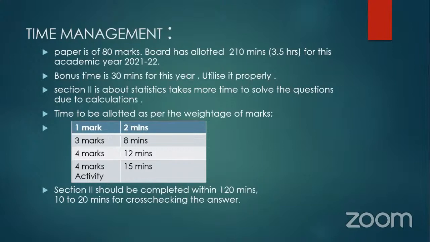Okay, so at least 10 to 20 minutes should be there in your hand at the end to cross check the answers. Now, in between, we told you that whenever you are not confident about the question, leave some space, move ahead. In objective also, we told if you're not sure about the particular option number, just leave and move ahead. So that we will do in this 10 to 20 minutes.